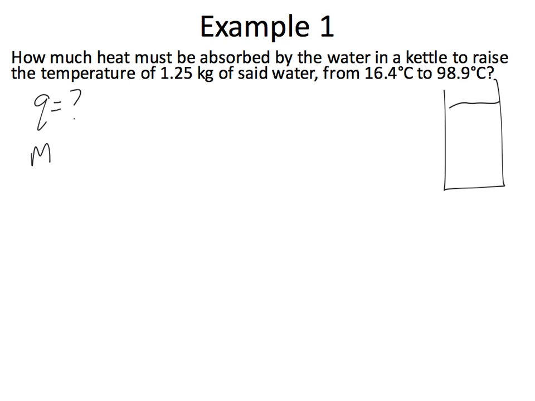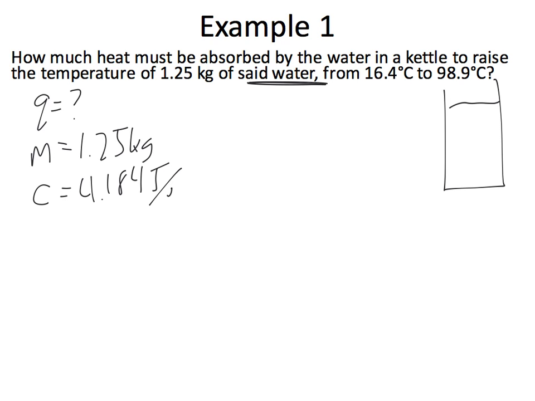So the mass of the water in this case is going to be 1.25 kilograms. And the specific heat is not given to us, but we know that it is talking about liquid water. So from our chart beforehand, we know that this is going to be 4.184 joules per gram degree Celsius. Our T initial is going to be 16.4 degrees Celsius, and our T final is going to be 98.9 degrees Celsius.